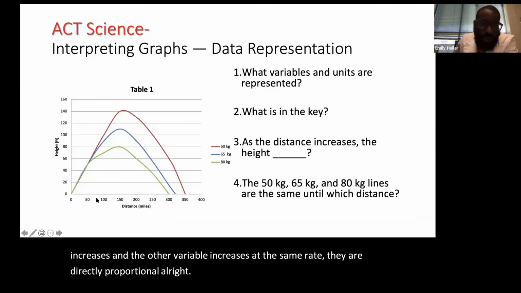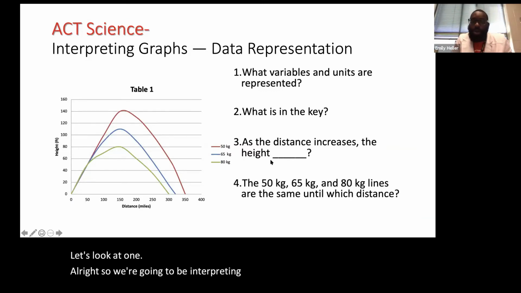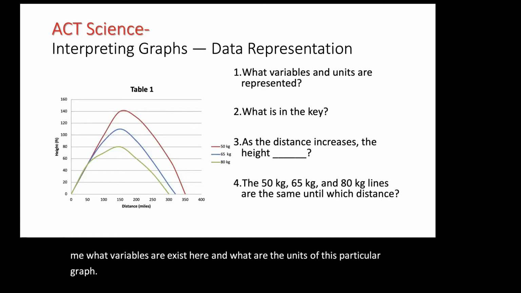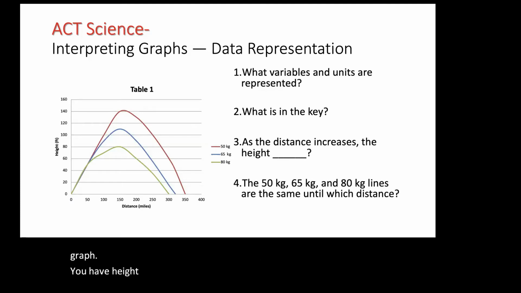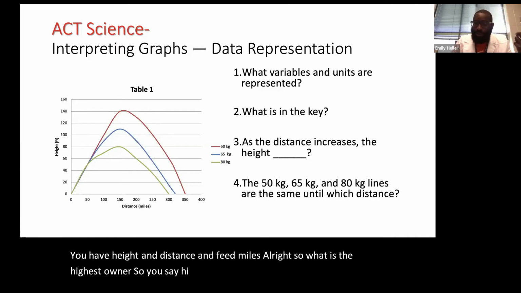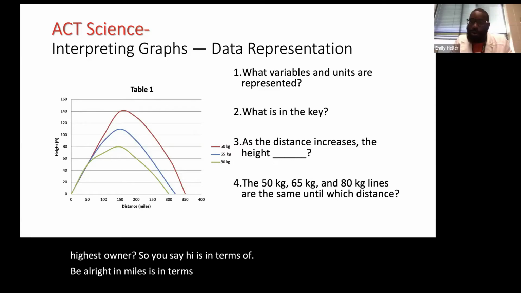Let's look at one. We're going to talk about interpreting the graph. I want you to tell me what variables exist here and what the units of this particular graph are. You have height and distance, and feet and miles. So height is in terms of feet, and distance is in terms of miles. Both of those are the same thing, right?